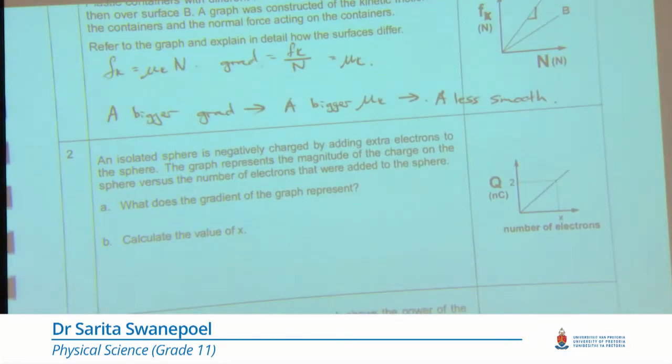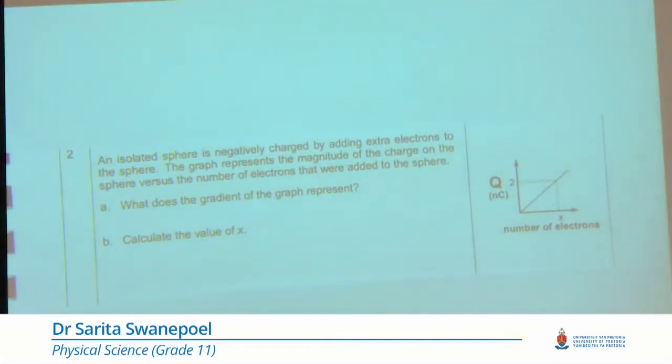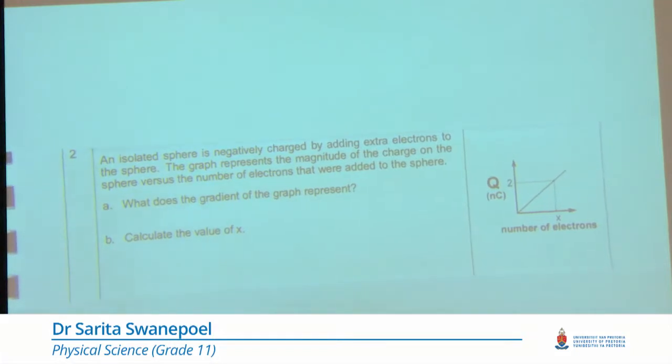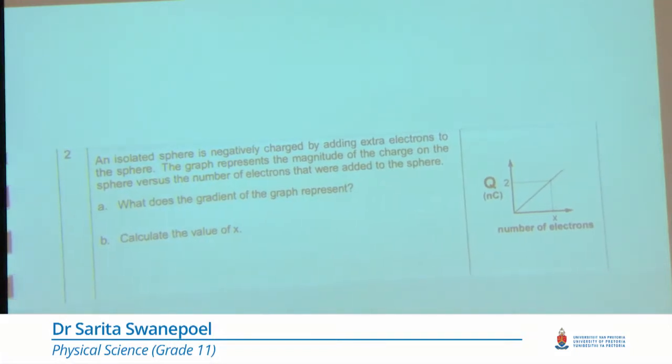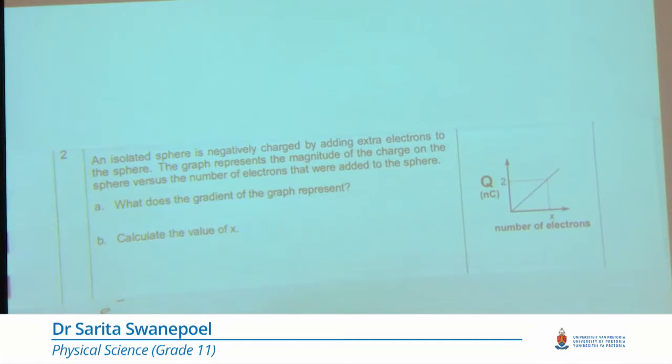Next one, an isolated sphere is negatively charged by adding extra electrons to the sphere, right? So it used to be neutral, and now they're putting extra electrons on that. Right, so what's happening to the charge? It used to be 0. If I put extra electrons on there, now it's going to become charged.